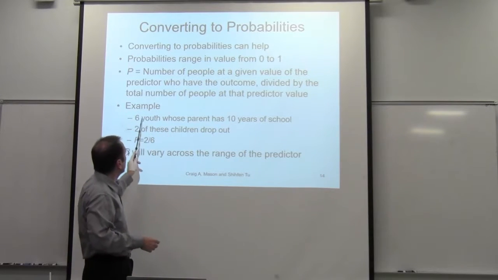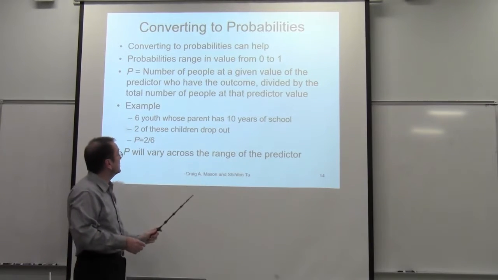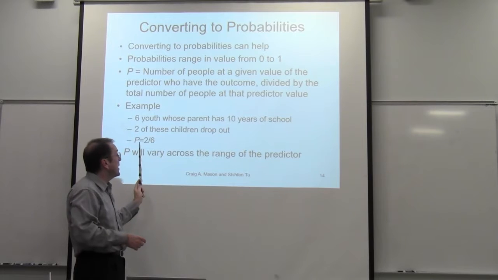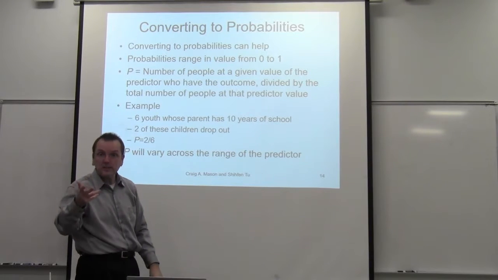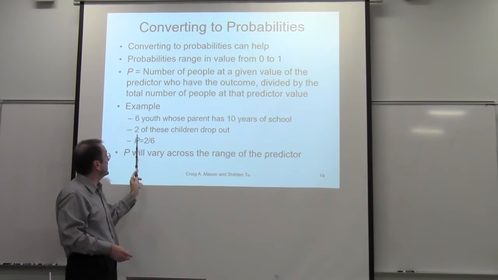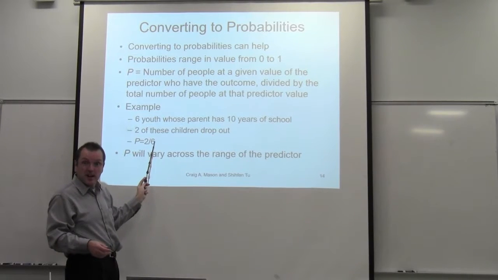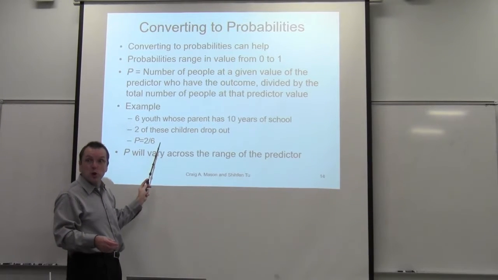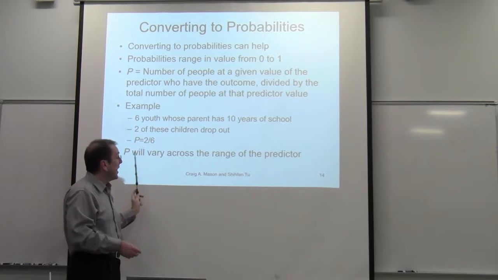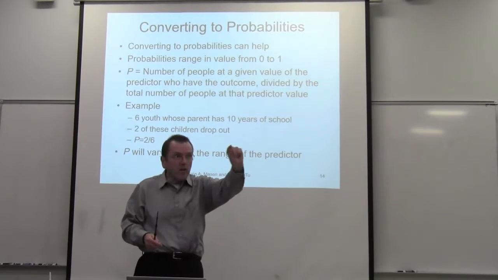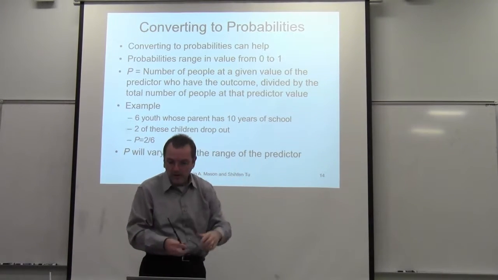So for example, if we have 6 youth whose parents had 10 years of school and 2 of those dropped out, P would be 2 over 6. 2 dropped out of the 6. Now you see that's a probability, not an odds. It's 2 over the total of 6. And P will then vary across the range of our predictor variable.